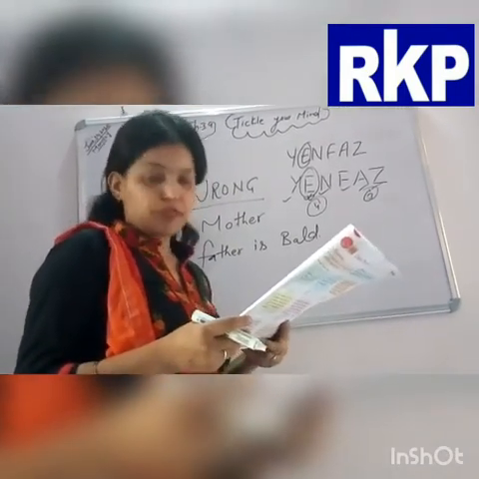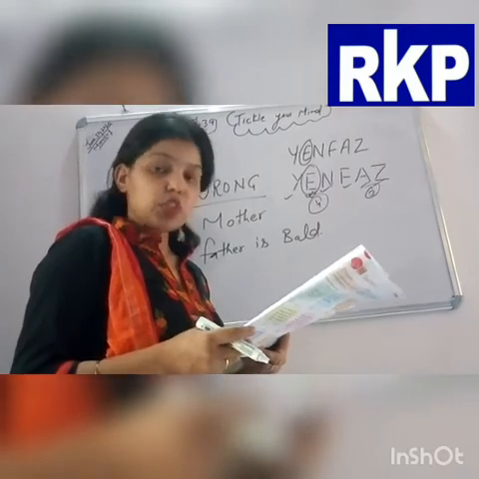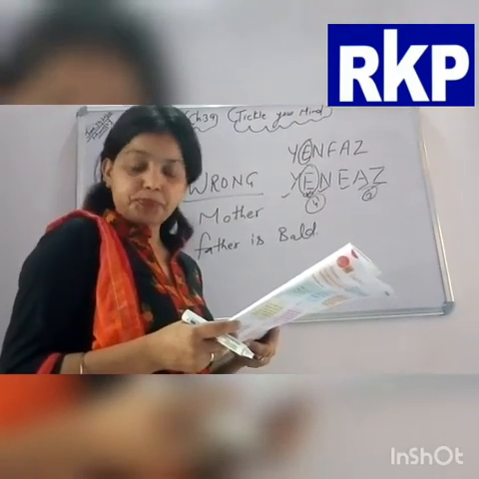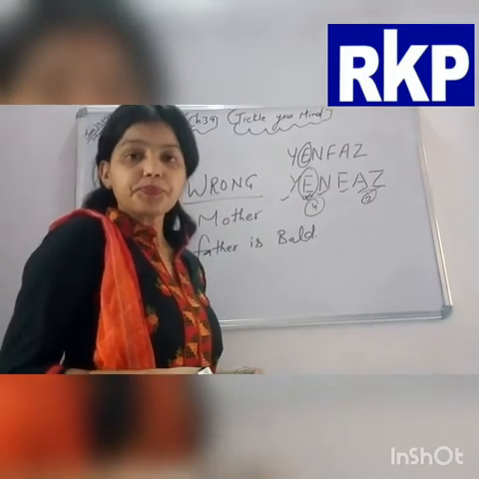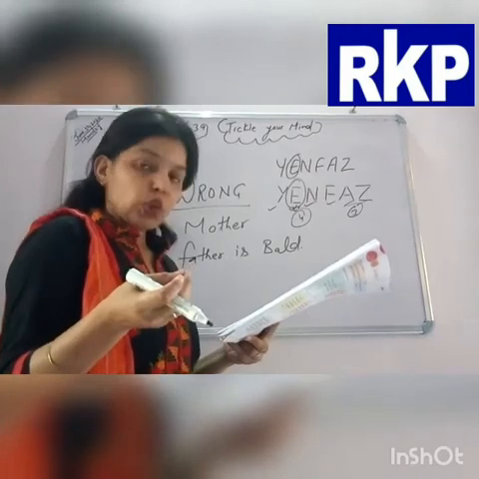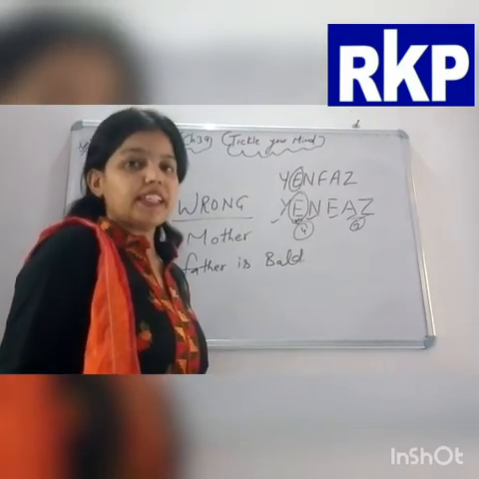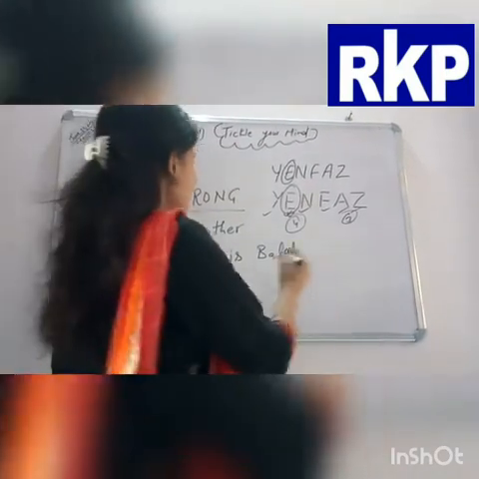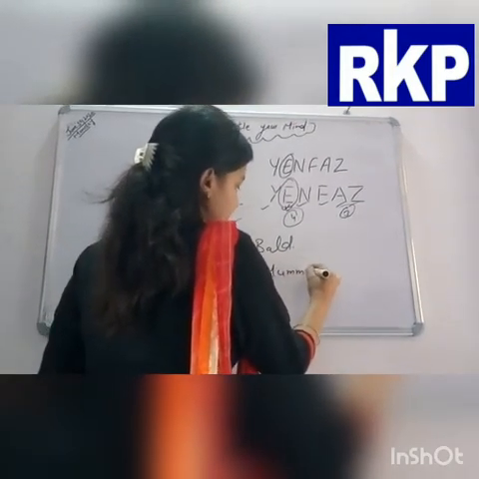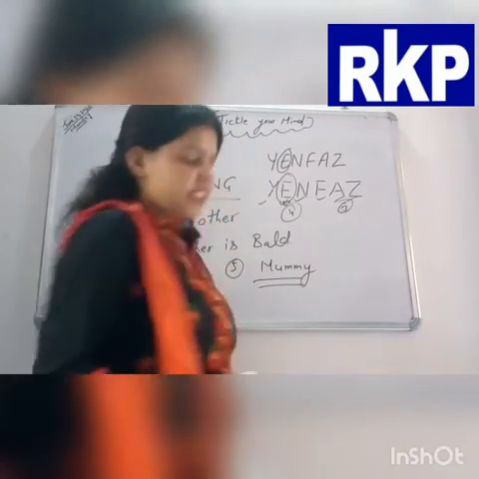Now come to the last question, question number 5. A dog had 4 puppies named Tommy, Pommy, Romy and Johnny. Guess their mother's name. You know the rhythm is coming, me, me, me. So it can be mummy. So the right answer to question number 5 is mummy. So these are some questions.